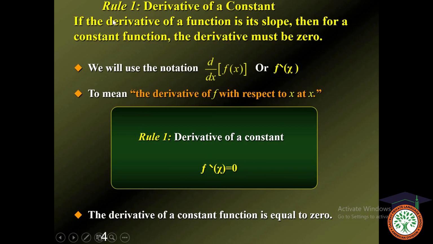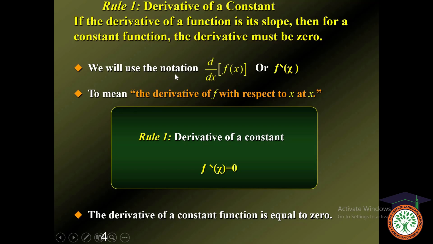First, let's understand the meaning of derivative. Derivative is the slope. Derivative same as slope. And if the derivative of a function is its slope, then for a constant function, derivative must be 0. And that is rule number 1. Rule number 1, derivative of a constant.